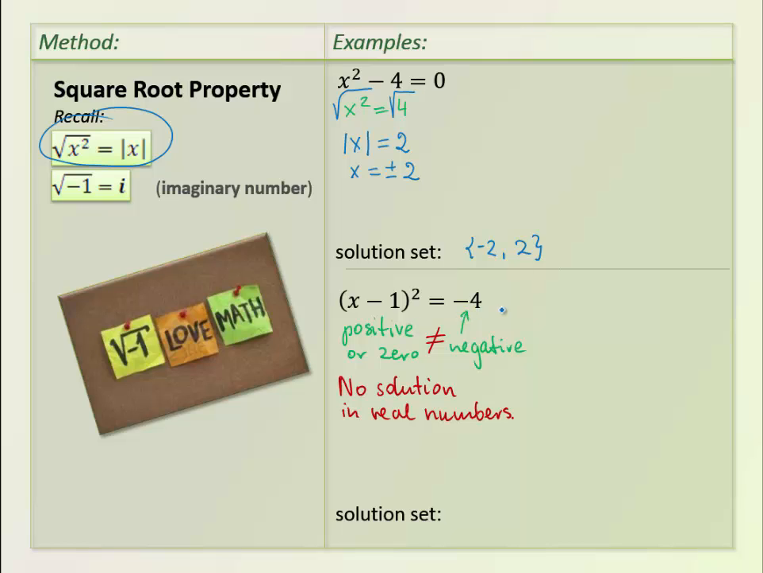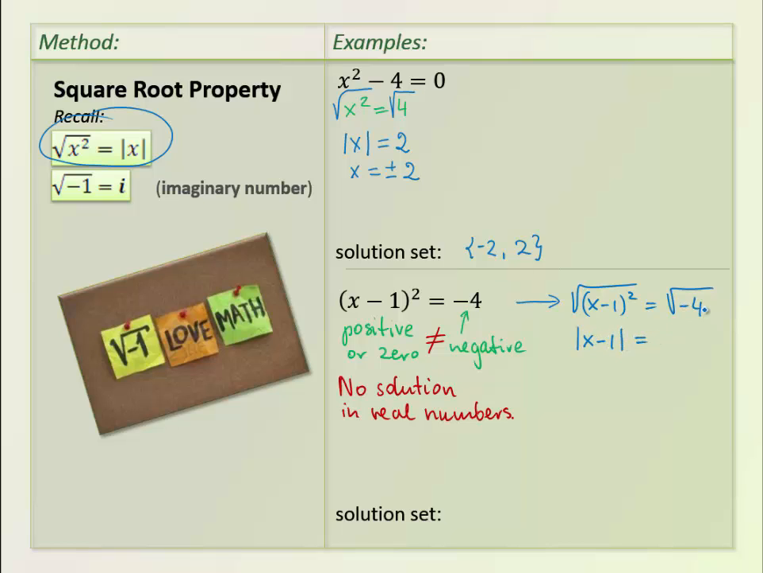However, if you would like to solve it in complex numbers, we should follow the strategy as before and take the square root on both sides. So we'll have the square root of (x minus 1) squared equals the square root of negative 4. And again, the square root of something squared is really the absolute value of that something.